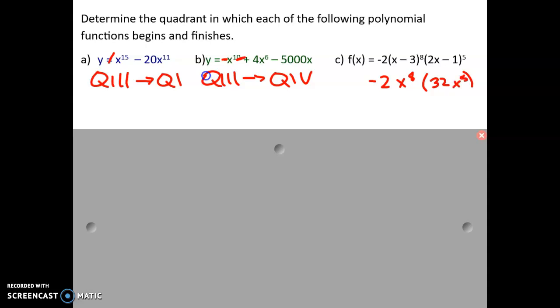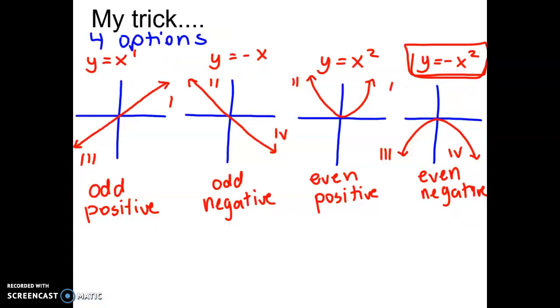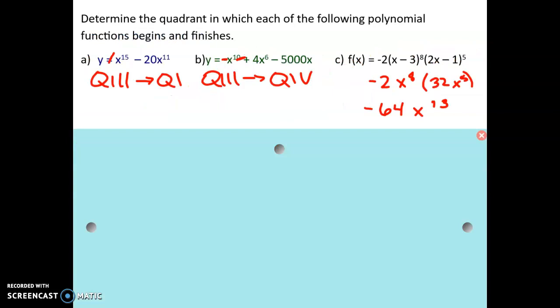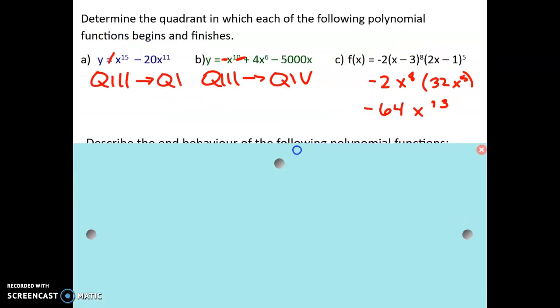So again, if you finish this off, we have a minus 2 times 32, which is going to give us minus 64. And an x to the power of 8 multiplied by an x to the power of 5 would give me a total of 13 x's. So this one is actually a negative leading coefficient with an odd degree. So it's going to act like a negative sloping line. Odd degree is like a line, and it's negative, so it's going downward. So that would go from quadrant 2 to 4. Good.